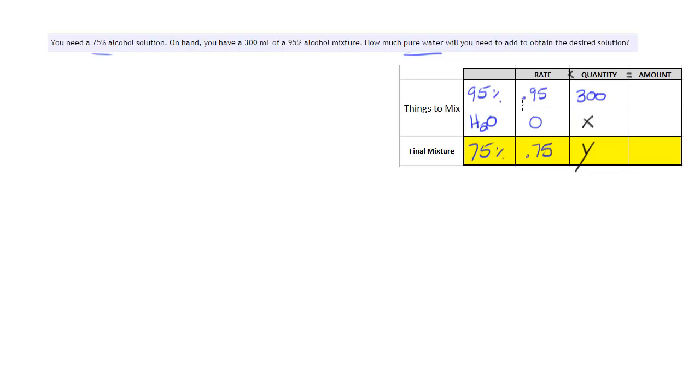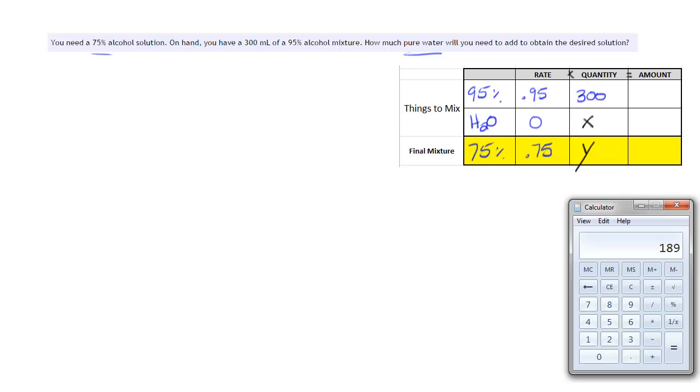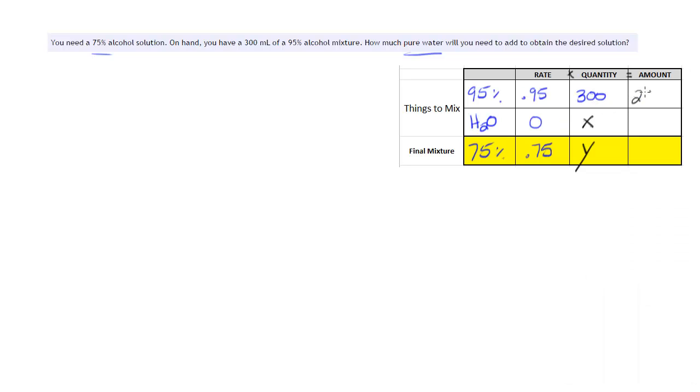And so the first thing is 95% of 300. Let's do that real fast. Gives us 285. And then the water doesn't contribute anything to the alcohol of the final solution. So 0 times X would just be 0 here, because none of what we're adding to the water is actually alcohol. And then 0.75 times Y is just 0.75Y.